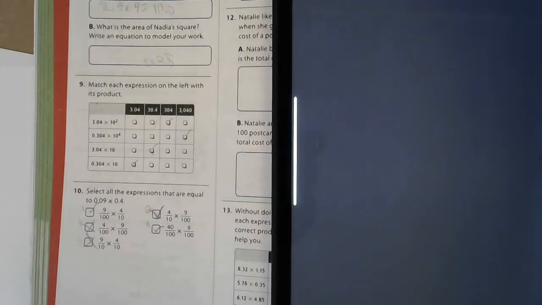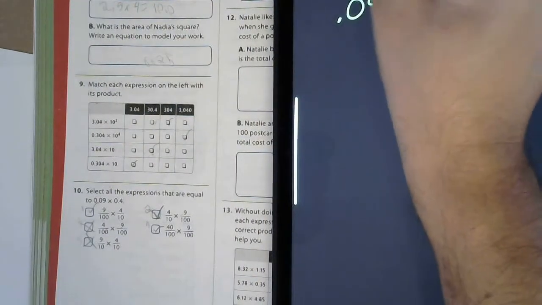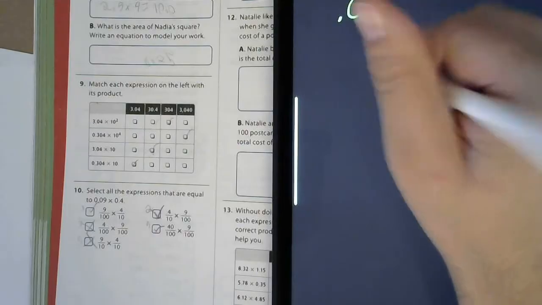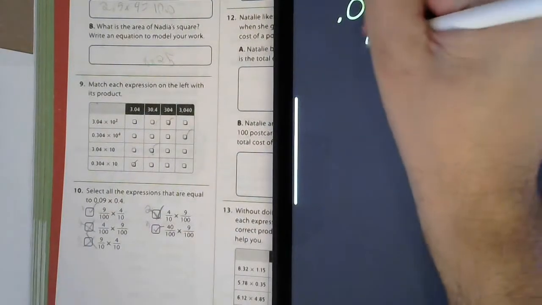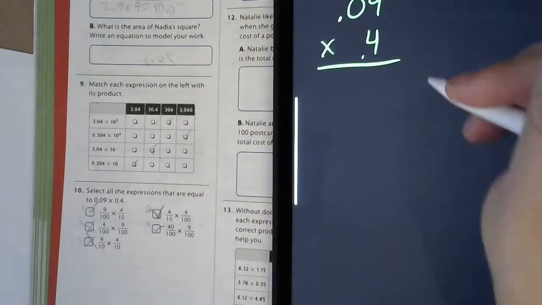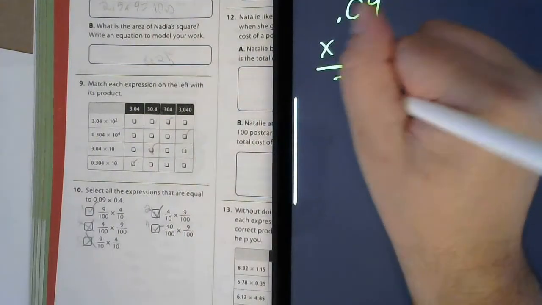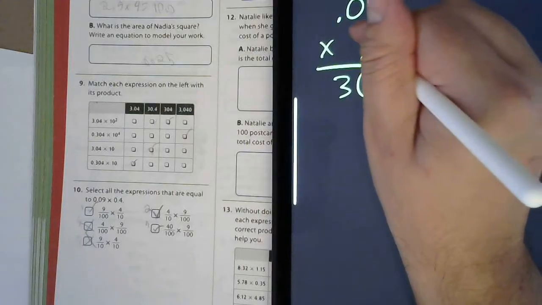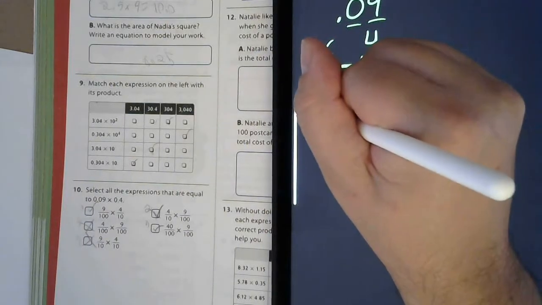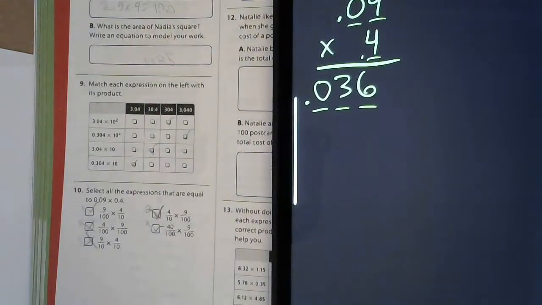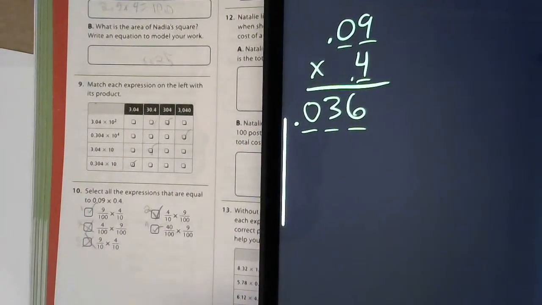It says select all the expressions that are equal to 9/100 times 4/10. I'm going to start off by actually solving that. 9/100 times 4/10. So I'm going to ignore decimals. 9 times 4 is 36. And I'm going to add in my decimal again. There's 3 spaces, so 1, 2, 3. My decimal goes here. I'll fill in with a 0. I'm looking for all of the equations here that equal 36/100.